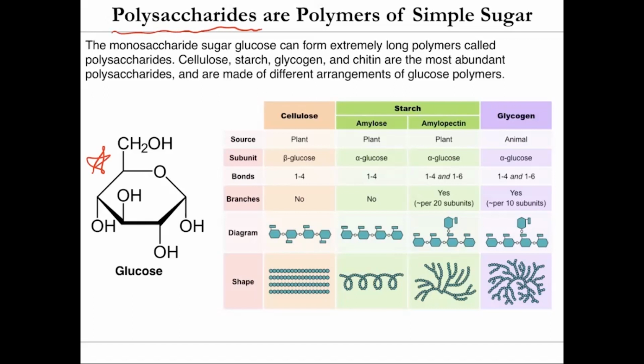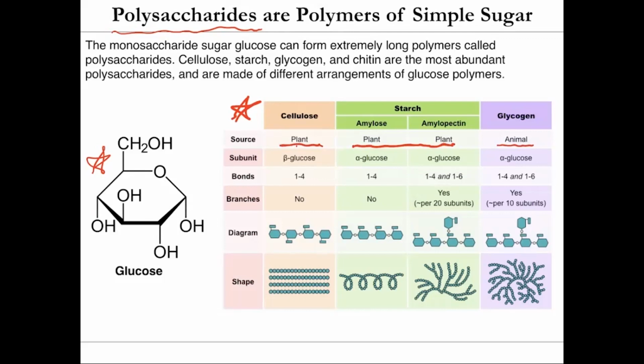The most important ones are cellulose, starch, glycogen, and chitin, which isn't listed here on this table. These are the most abundant of the polysaccharides. Basically, they're made up of different arrangements of glucose polymers. They're all made entirely of glucose polymers. Cellulose is found in plants. Starch is found in plants. Chitin is found in insects and fungi. And then glycogen is found in animal cells.